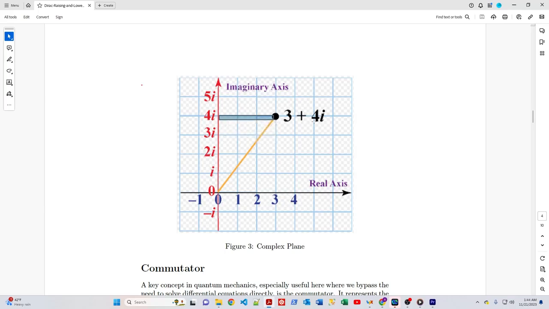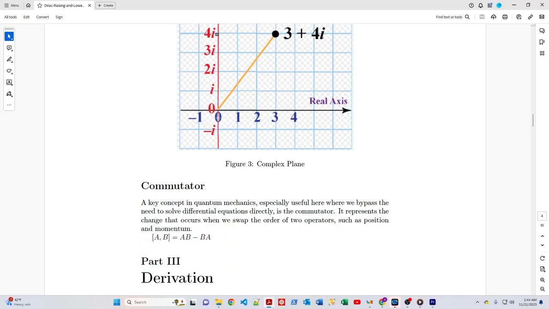Really, 4 is the imaginary part, but I mean, the language is ambiguous. If I say the imaginary part, I might mean 4 times i, this point right here, or I might mean that it's 4 on the imaginary axis, so I might say the imaginary part is 4.